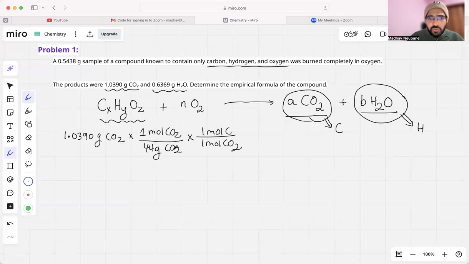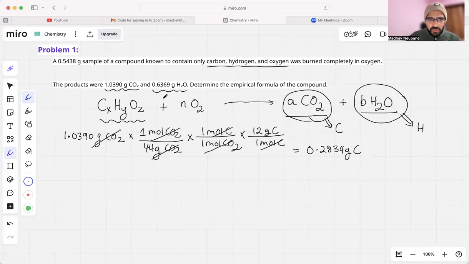If you take a look at the molecular formula of CO2, for 1 mole of CO2, there is 1 mole of carbon atom, right? And from the mole of carbon, I'm going to convert this into the grams of carbon. 1 mole of carbon is basically 12 grams of carbon. So if you cancel the units, grams of CO2 cancel, moles of CO2 cancel, moles of carbon cancel. So this is going to give us around 0.2834 grams carbon. Okay. So I have the grams of carbon now.